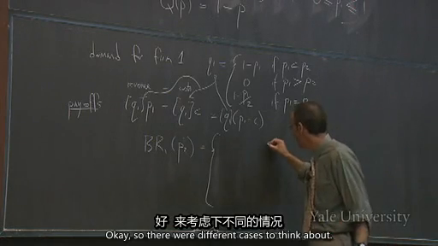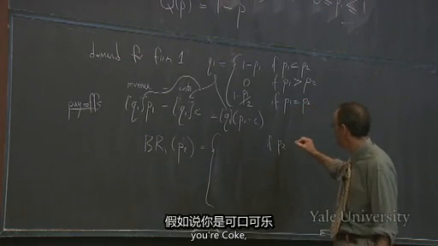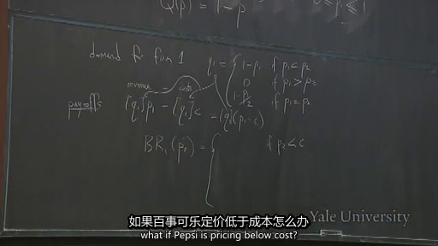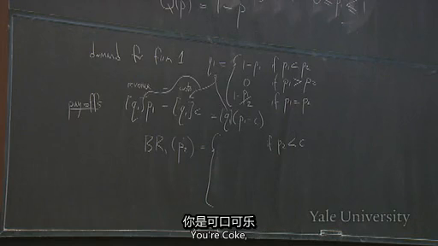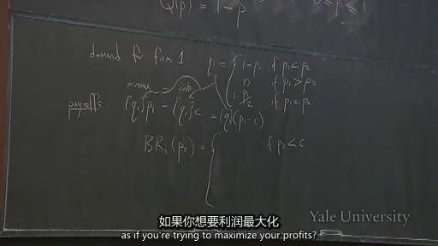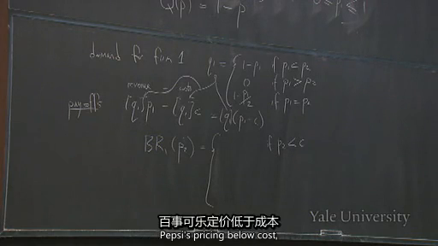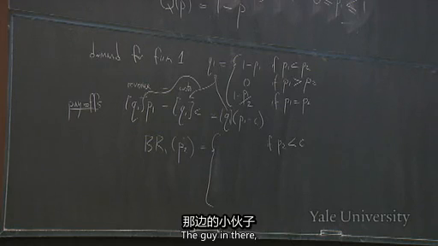So one case to think about is, what if the other firm, what if Pepsi is pricing below cost, and you're Coke? What should you price at if you're trying to maximize your profits? Somebody try and wave their hands in the air if they know the answer. Pepsi's pricing below cost. What's your best response? Yeah, there's a guy in there. Do you want to shout out?